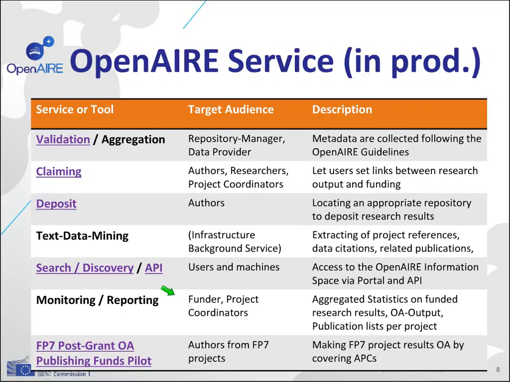OpenAIRE offers monitoring and reporting facilities, and as some kind of pilot started in spring this year is the FP7 Post-Grant Open Access Publishing Fund, which allows authors from Framework Program 7 projects which have already ended to reimburse their author processing charges. This way, the European Commission and OpenAIRE, of course, want to make sure to increase the numbers of open access available research publications.